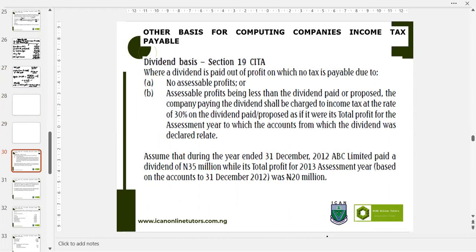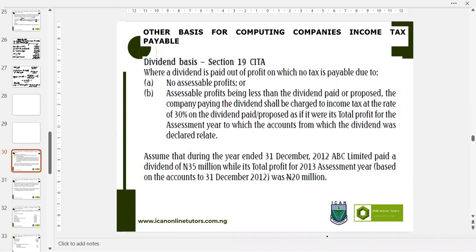Then we move to the dividend basis in line with Section 19 of CETA. Where a dividend is paid out of profit on which no tax is payable, due to there being no accessible profit, or the accessible profit is less than the dividend paid or proposed, the company paying the dividend shall be charged to income tax at the rate of 30% of the dividend paid or proposed, as if it were its total profit for the assessment year to which the accounts from which the dividend was declared relate.